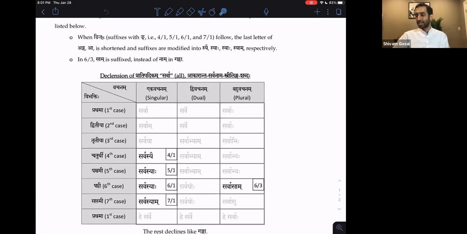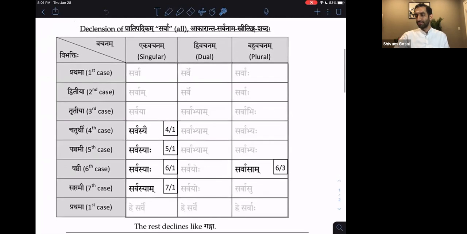Okay, so let's chant this together. Sarvā, sarve, sarvaha. Right? Just like Ganga, Gange, Gangaha. Sarvā, sarve, sarvaha. Sarvam, sarve, sarvaha.